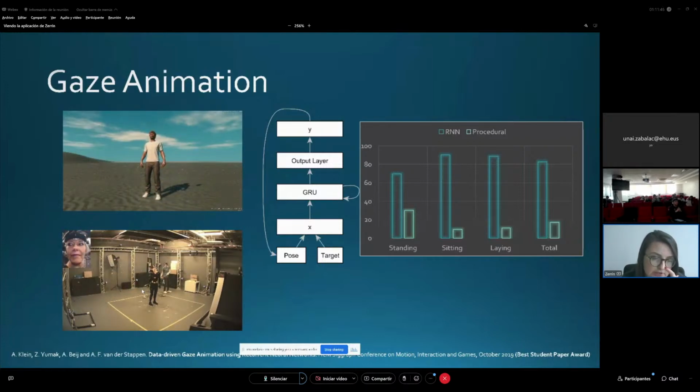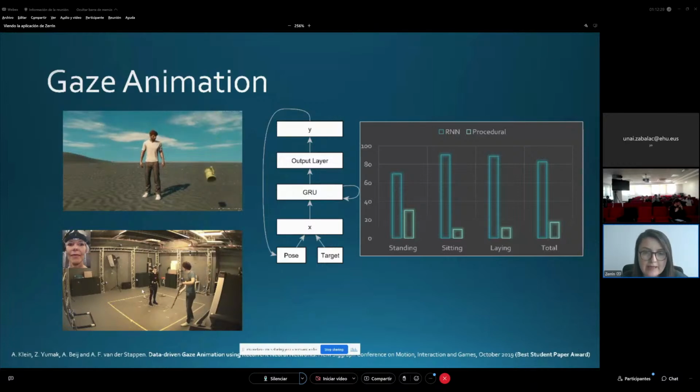We simulated this behavior with data collection in the motion capture lab. My student, Alex, who is in the video, is collecting data. At the end of the stick, there's a marker, which represents this target object. And the actress is following this target object, like a gaze following behavior. After collecting this data, we trained a sequential model, a gated recurrent unit. Given the pose and the target object location or position, we trained this gated recurrent unit to produce the joints. There were 21 joints in the upper body to simulate this behavior.